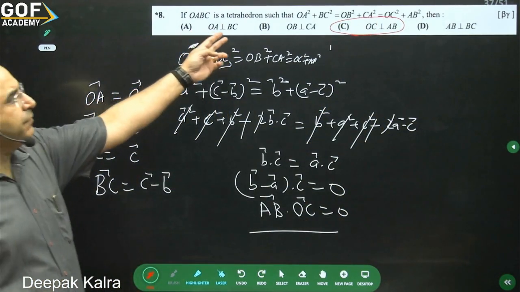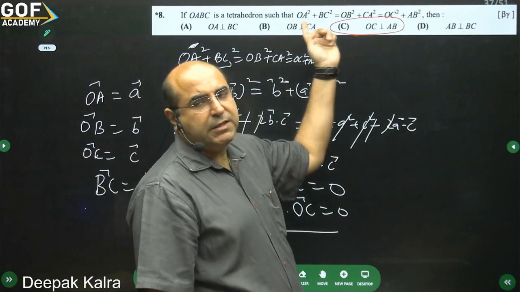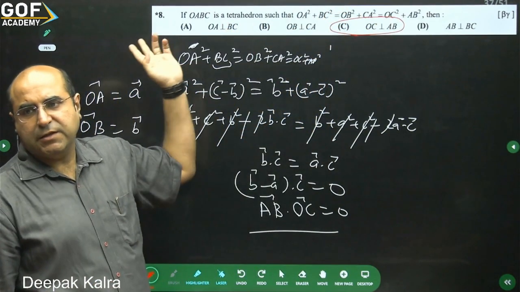Similarly, when you do this with the third one, you get the second answer. This with the first one, you get the first answer. Understood?